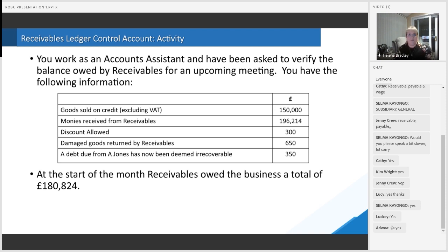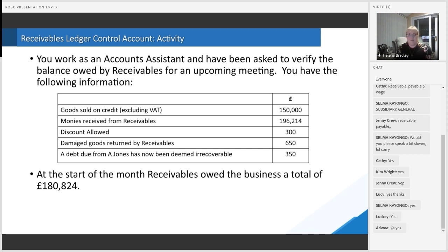If you're not told anything about VAT, then you assume the figures are already inclusive, and therefore you don't need to do anything. But I just wanted to demonstrate that's an easy little thing that you could potentially lose some marks over. So if I sell goods to my customers, that's going to increase my asset, debit side. Money's received from receivables. So my customers have paid me. They no longer owe me. I'm going to have debited the bank. I'm going to credit my receivables ledger control account. I've obviously offered my customers prompt payment discount, and that prompt payment discount reduces what my customers owe me. So I'm going to credit that through the receivables ledger control account.